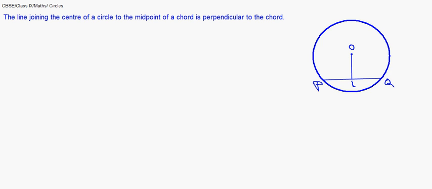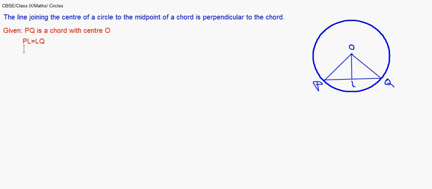So now again I'll join OP and OQ. Similar to the previous one, here also I write what is given. PQ is a chord with center O. It says to the midpoint. See, look at the statement. It says the line joining the center of the circle to the midpoint of the chord. This one, the midpoint of the chord, that means L is the midpoint, that makes PL equals LQ.